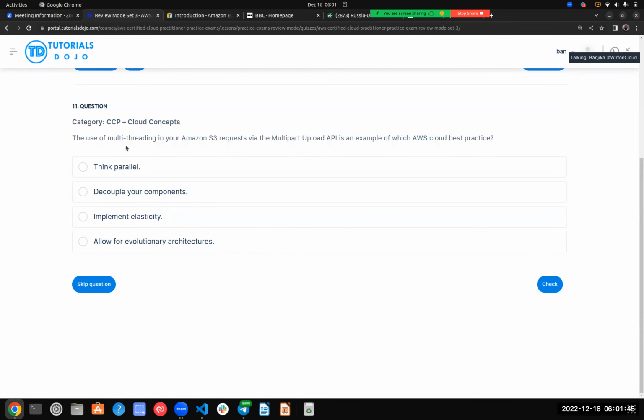So it's doing this for you. The use of multi-threading in your Amazon S3 request through the multipart upload API is an example of which AWS cloud best practice? Decouple your components. Okay. Any other thought?